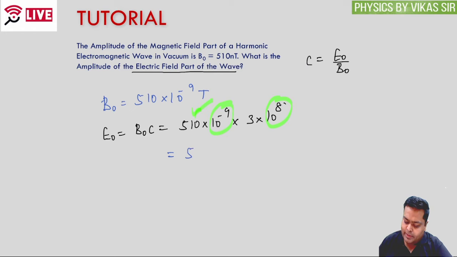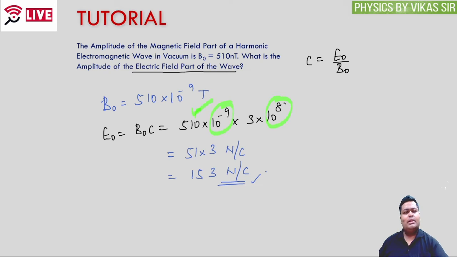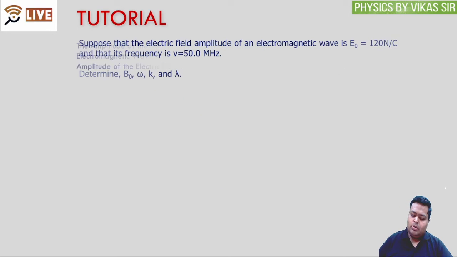So I'm left with simply 51 into 3, and the units of the electric field, SI units, since tesla is the SI unit, should be newton per coulomb. So that works out to 153 newtons per coulomb as my answer. Direction was not asked; if it had been, with the help of the Poynting vector we could have easily stated the direction also. Okay, moving on to the next one.